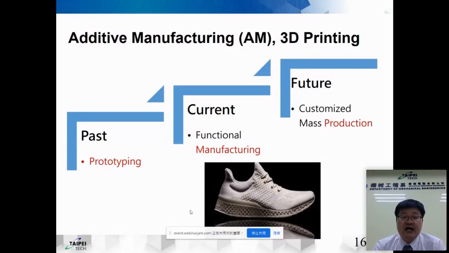But currently, we have the ability to make a shoe by additive manufacturing with the right function. So you can wear it to run, but the cost is still very expensive. In the future, we are trying to do similar things, but this shoe is designed for every individual's needs. That means it will be a customized shoe. If we can continue to print for different users, as long as it continues to be produced, then it will be mass production.